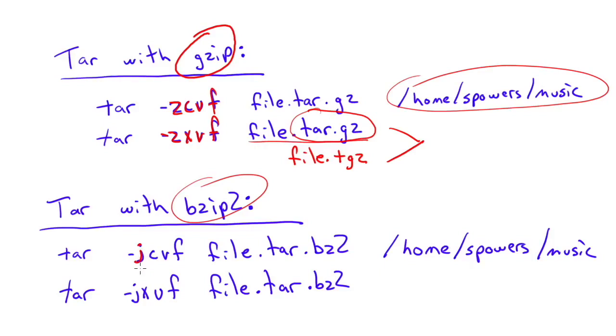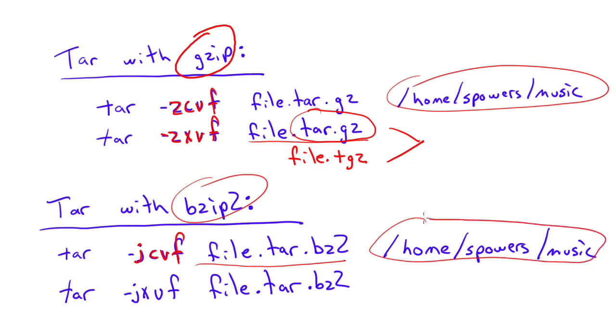And so just like with gzip, up there you would say tar minus jcvf, and then the name of the file, and then what it is you want to put in that bzip2'd tar file. And then to decompress it, the same thing, tar minus jxvf, and the name of the file.